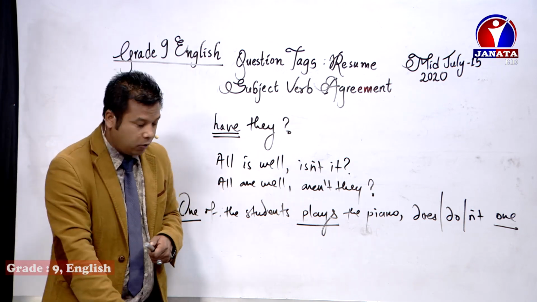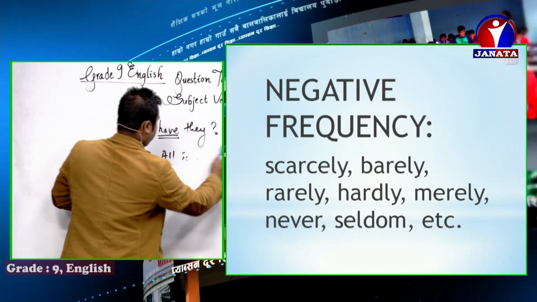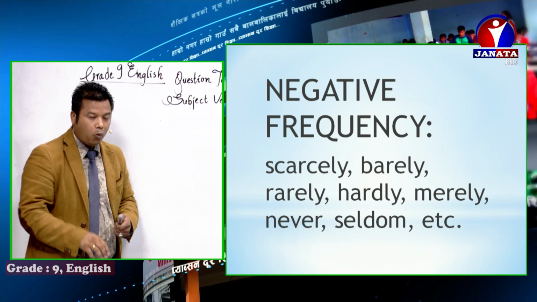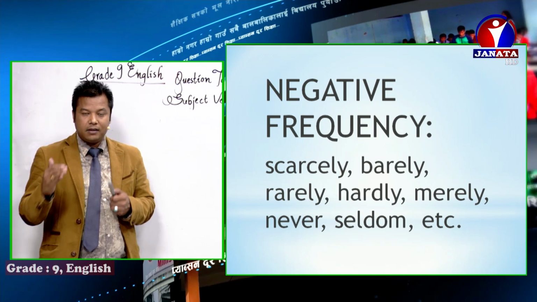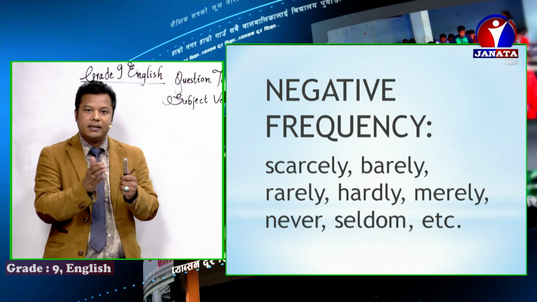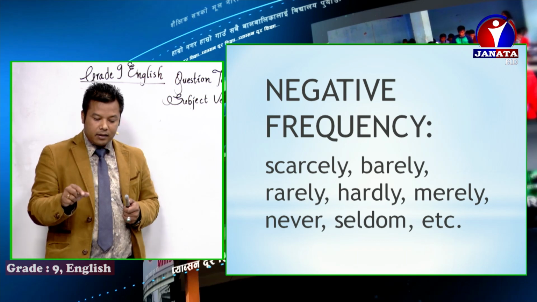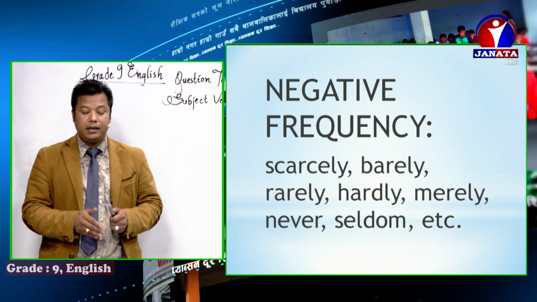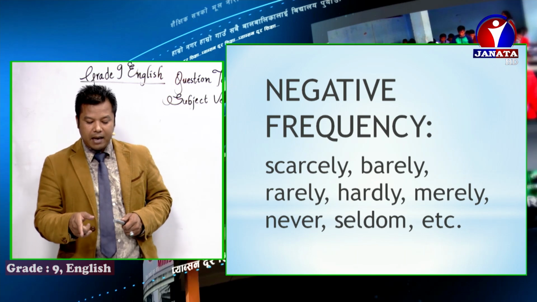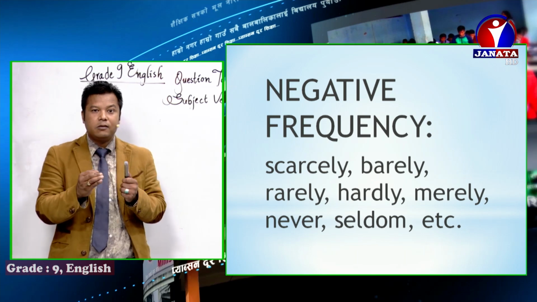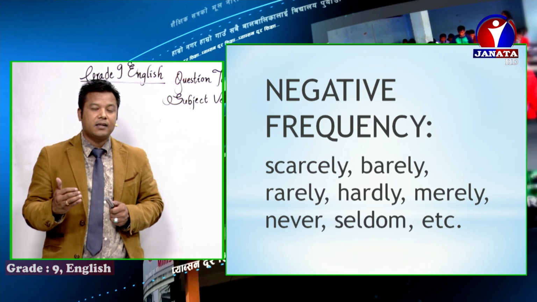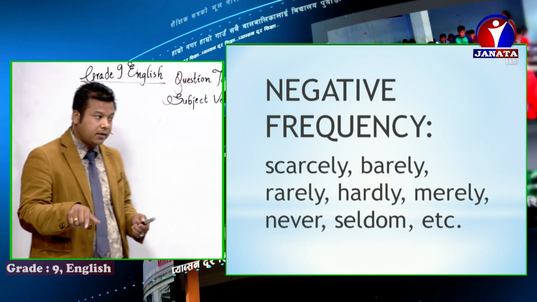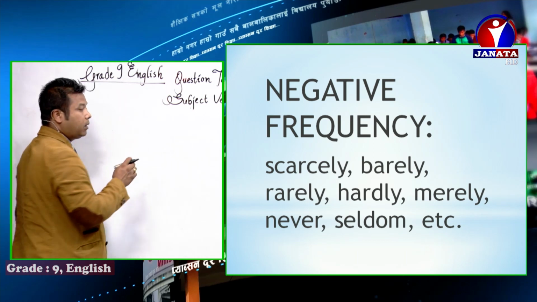Now let's move on. There are negative frequency words in tags. This is one important part where you'll have to understand what are those that are negative. The sentences, there are words that mark the sentence is negative, like the previous one, nobody, none. So there are some words you can focus on my screen that I've displayed for you. The words like scarcely, barely, rarely, hardly, merely, never, seldom. Whenever you see these words in your sentences, you should know that these are negative sentences, so the tags are positive. I'll just take one example of hardly, because this is a word that will create confusion.